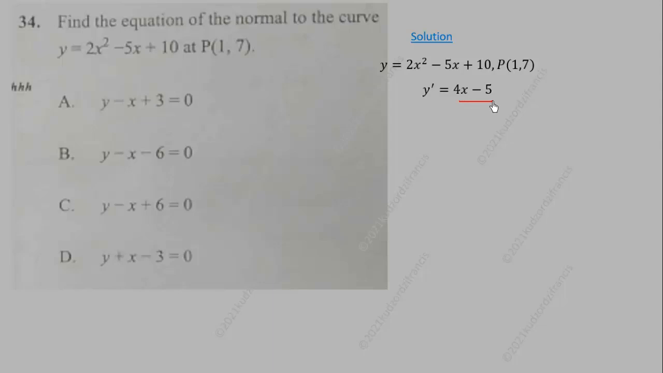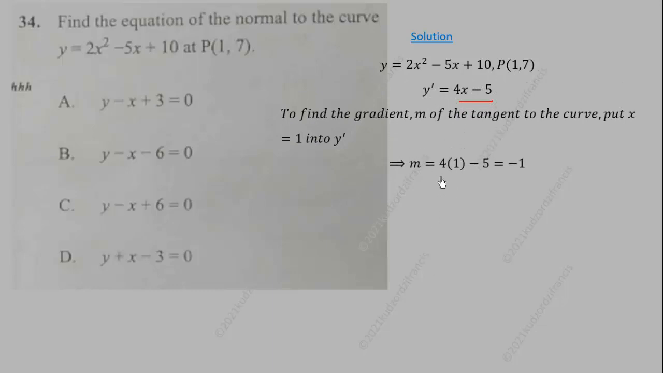And what do we do next? We find the gradient by substituting x equals 1 into the first derivative. So that will give us the gradient to be 4 minus 5, which is negative 1. That is the gradient of the tangent. To find the gradient of the normal, we find the negative reciprocal of negative 1, which is 1.